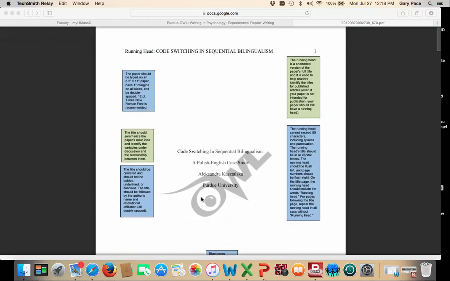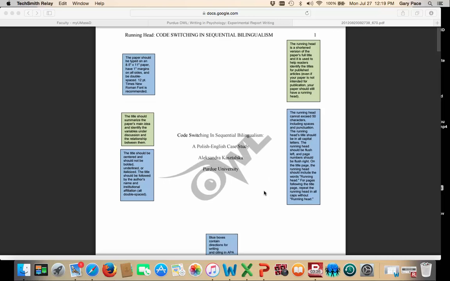The other thing I want to talk about is, of course, the title. And so the first page would have a title. Now, this example is really an unfortunate one because, gosh, I don't know that there could be something that I know less about than Polish-English case study of code switching in sequential bilingualism. So it's not very relevant to us, but I think it is useful as an example.